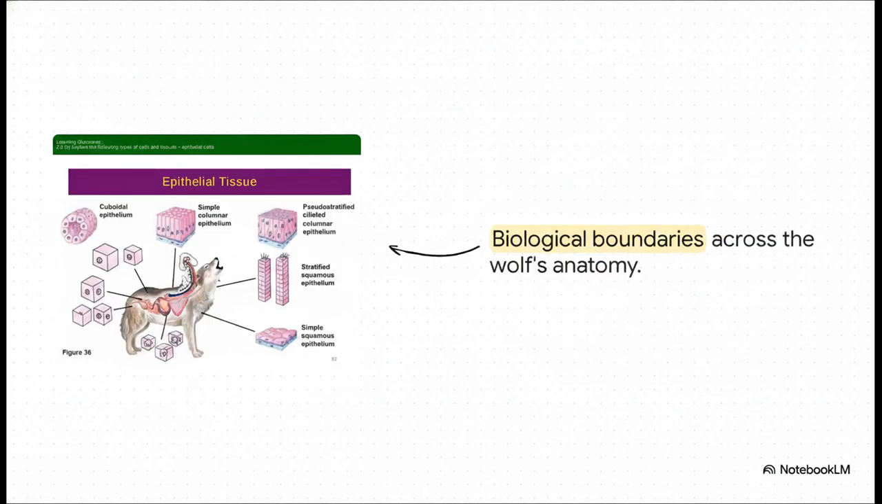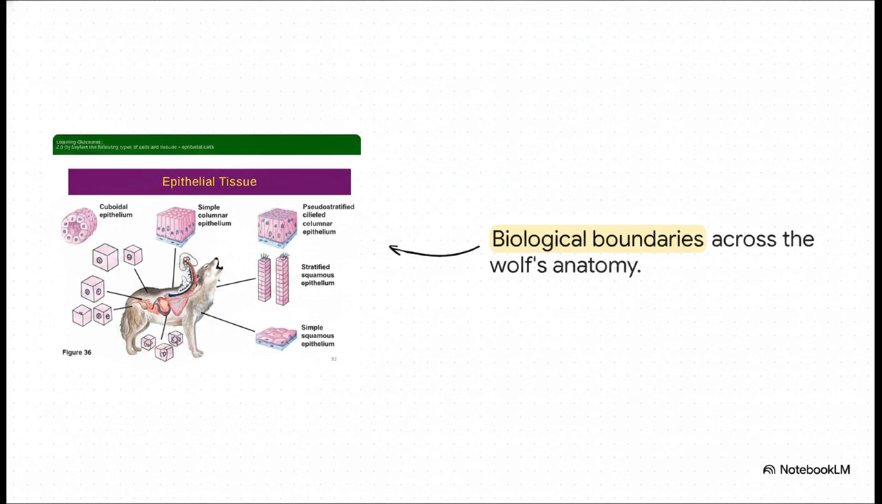To really visualize this, check out how these boundaries are stationed across a wolf's anatomy. See the simple squamous epithelium? Those single, flattened layers? Perfect for delicate filtration. Then we have simple cuboidal epithelium. These are cube-shaped cells with a central spherical nucleus, and you'll find them stationed in kidney tubules and glands, like the thyroid, specifically for secretion.